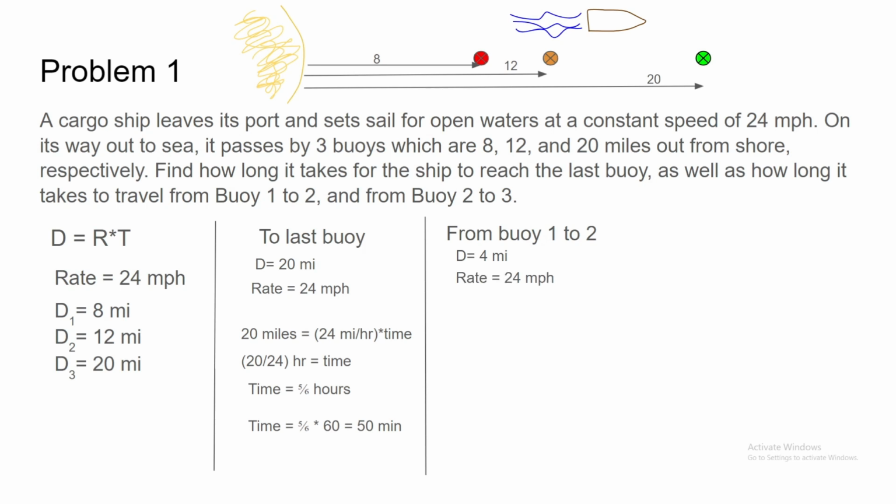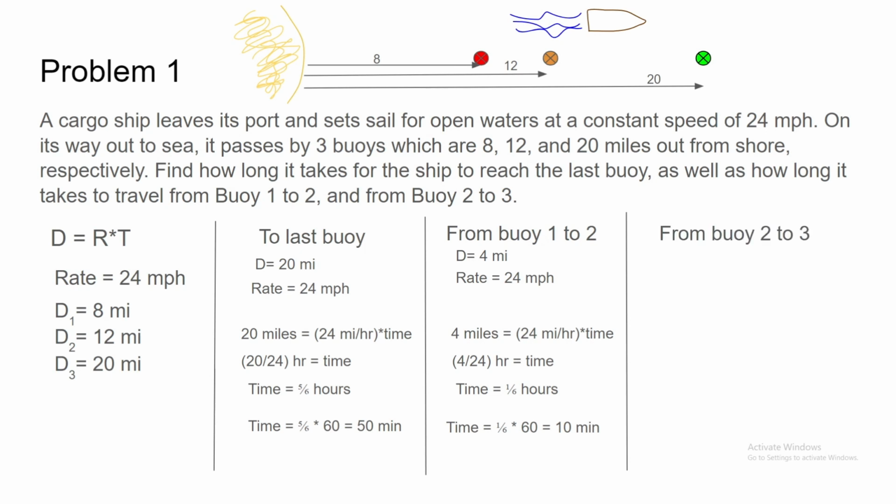And just like before, our rate is still 24 miles an hour. And now we have 2 of our unknowns, so we'll go ahead and plug that into our equation just like last time. So we have 4 miles is equal to 24 miles an hour times our time. Divide both sides by 24 and simplify that, and we get a time of 1/6 of an hour. And just like before, we'll multiply that by 60 to get a total time of 10 minutes.